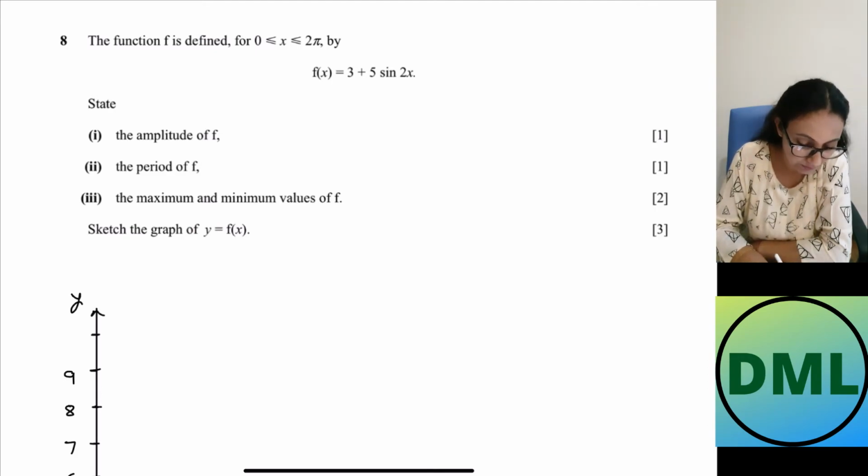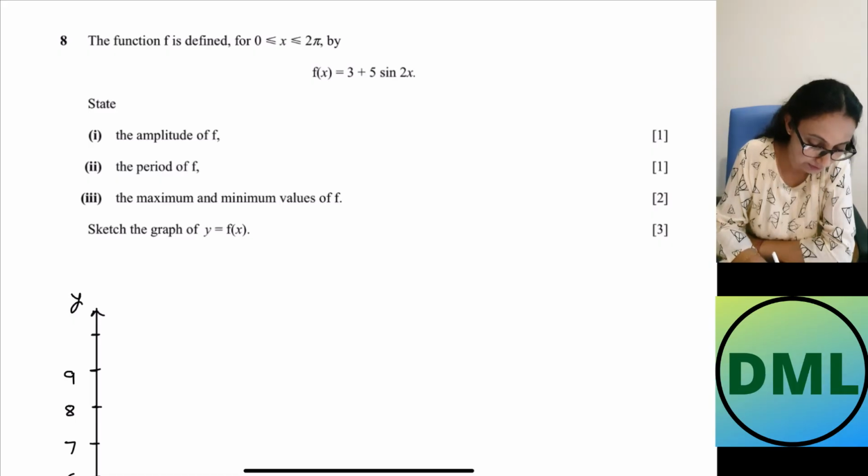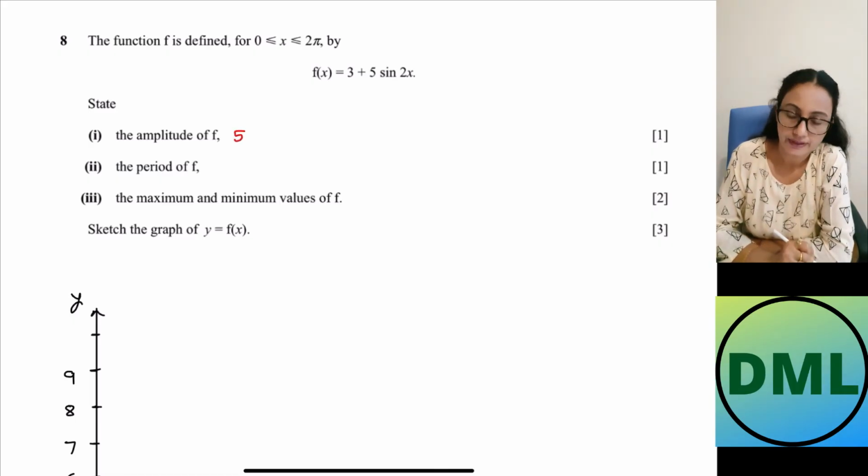Let's first find the value for the amplitude. As we can see, 5 is our amplitude here. Let's substitute the value here. My amplitude is 5.